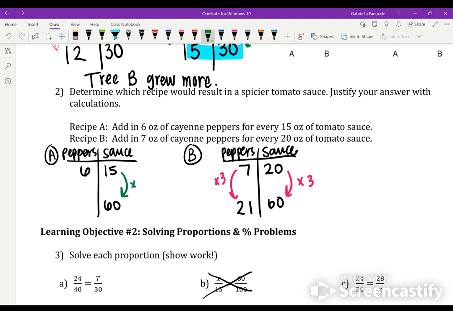15 times 4 is 60, so I have to do that to the side, so 6 times 4 is going to be 24. So now that the ratios are the same, the denominator is the same for sauce, I can look at which one has more peppers, which will determine which one is more spicy. So 24 is greater than 21. So recipe A will be spicier.